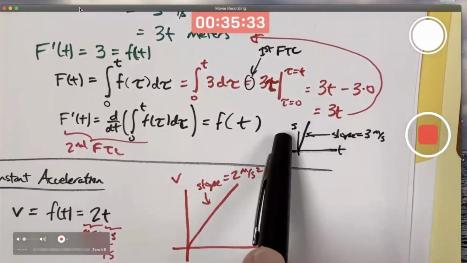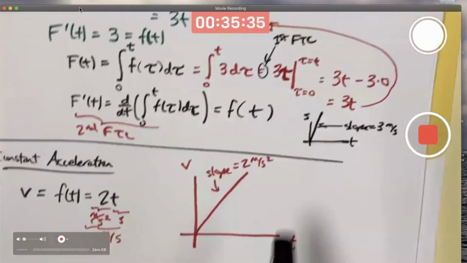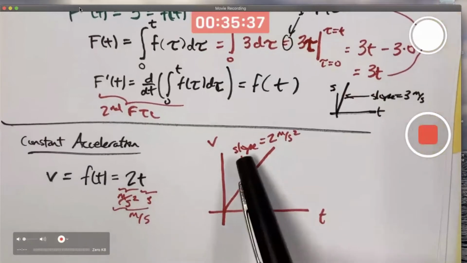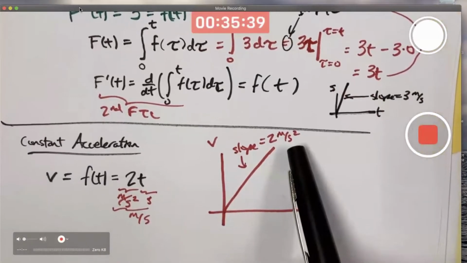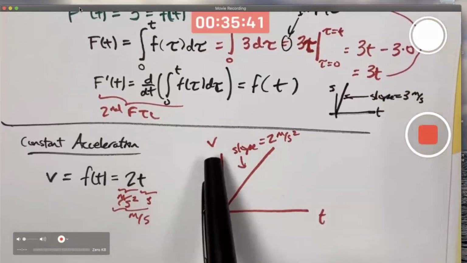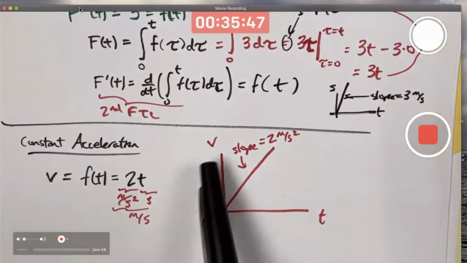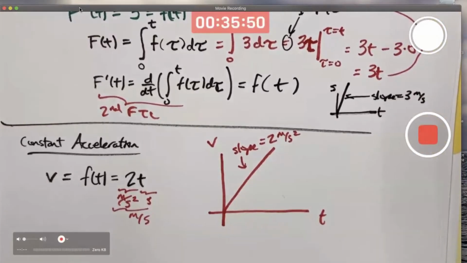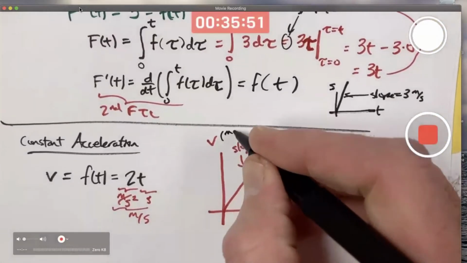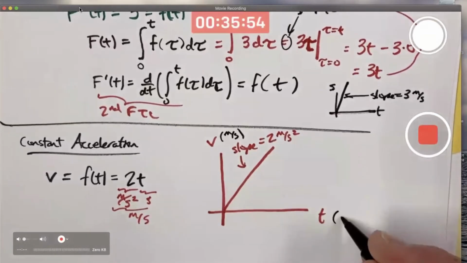S itself had units of meters. That was distance. In this example, the slope has units of acceleration, but the variable v itself has units of speed. V is still in meters per second. T is still in seconds.